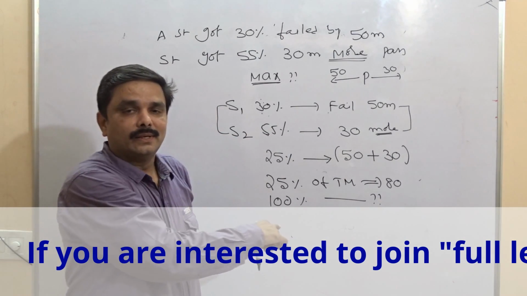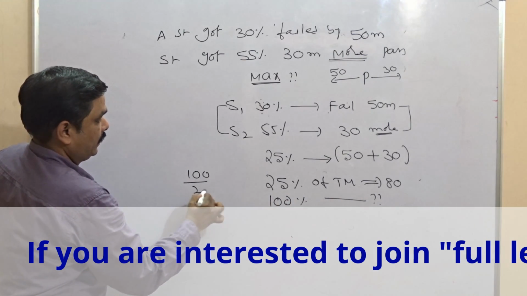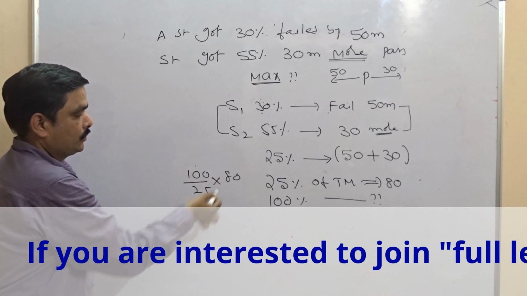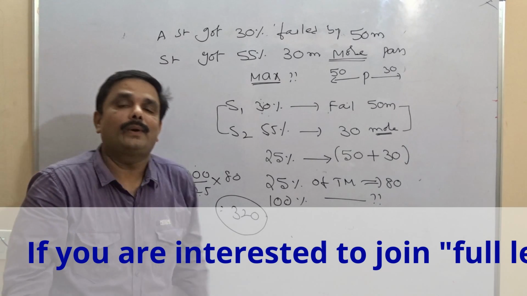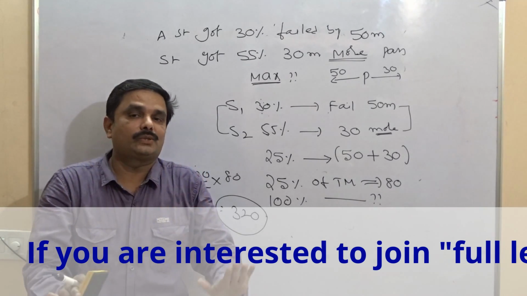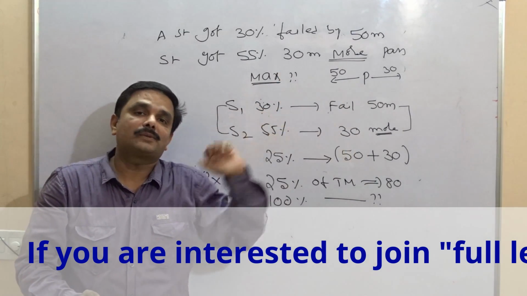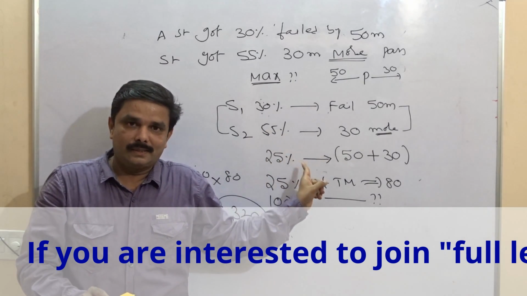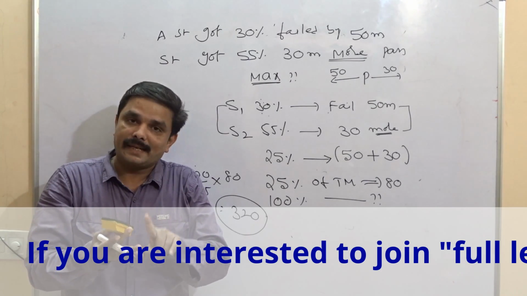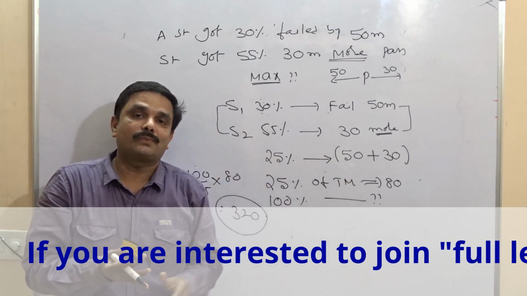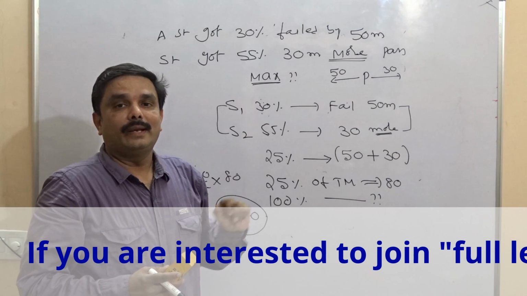Now you must have realized the use of this method. Very clearly my answer is 100 by 25 into 80. Now this is 4, so 320 is the answer. This is the best out of the best ways to go for questions like less than pass mark and more than pass mark. Mostly these questions are asked in various competitive exams like Staff Selection Commission, SSC, then UPSC, CSAT examination, and even bank exams also.